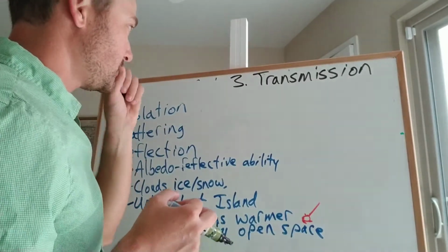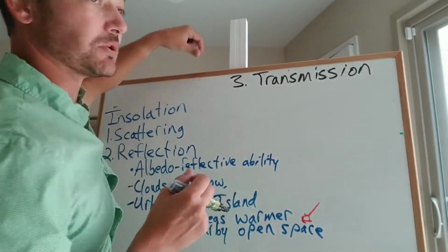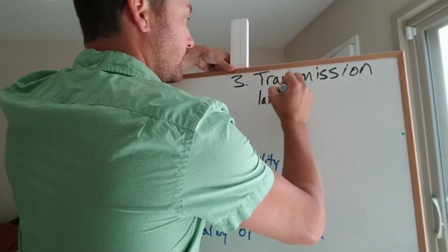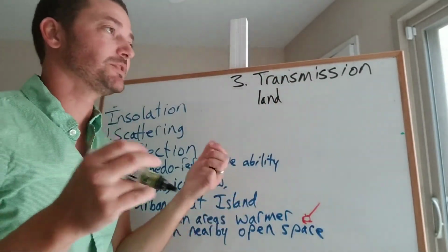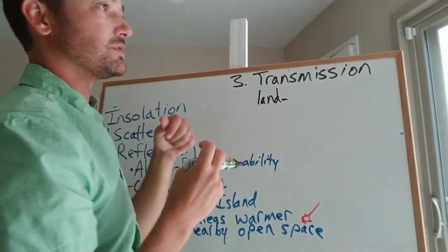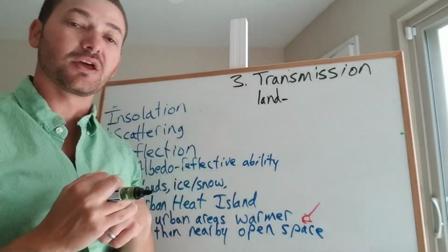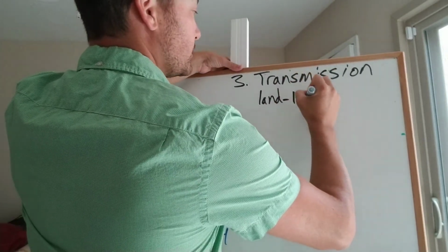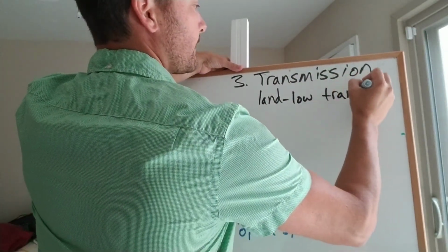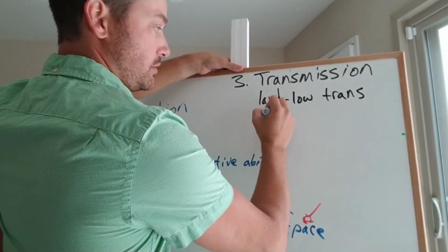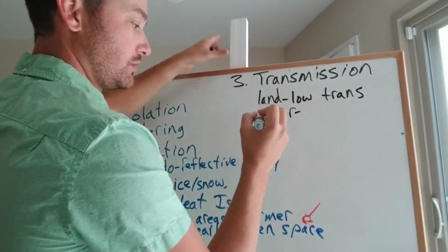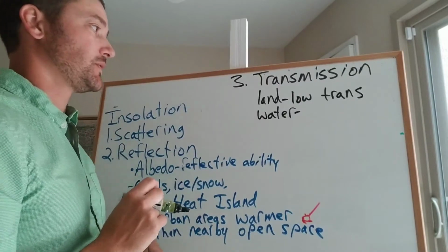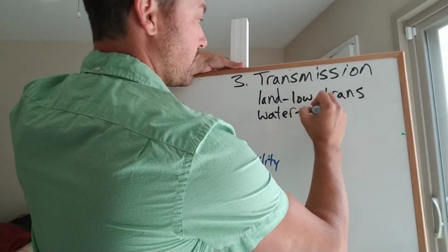And so with transmission, we're really focused on the difference between land and water. Land, earth, dirt, rock material has low transmission rates, meaning that energy does not pass very deep into land. Low transmission. Water, so the ocean, lakes, mostly the ocean, the Earth is mostly ocean on the surface, has high transmission rates.